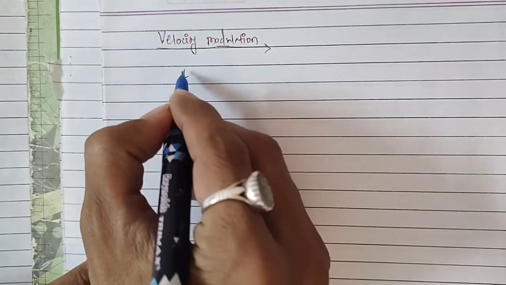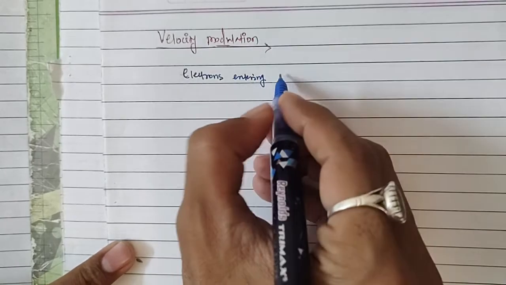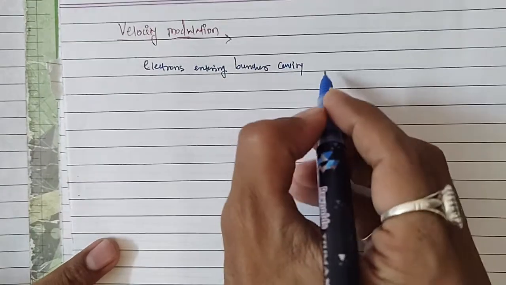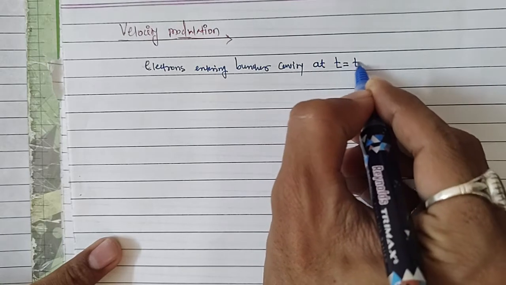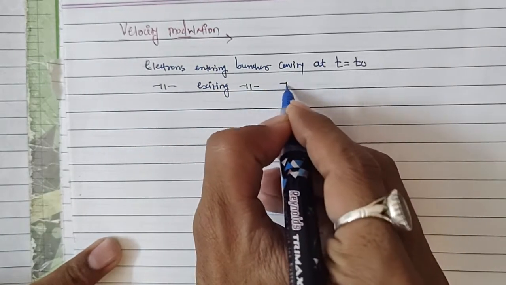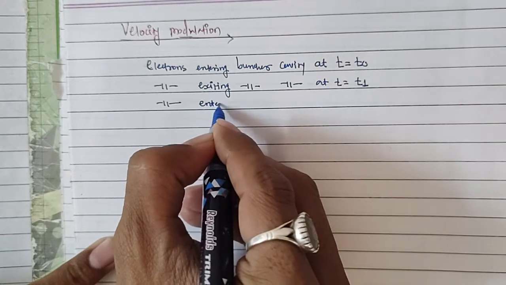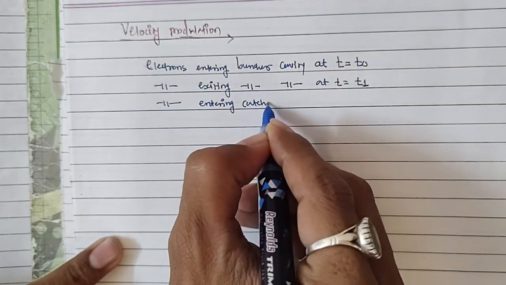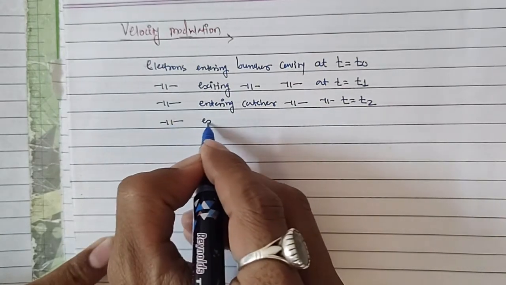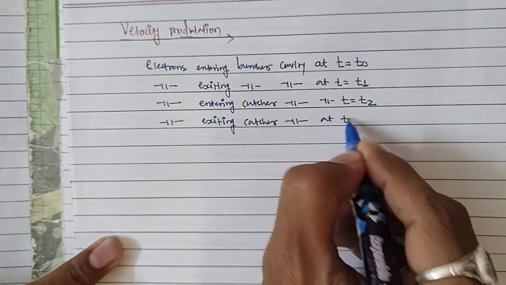So we will write this: electrons entering buncher cavity at t equal to T0, electrons exiting buncher cavity at t equal to T1, electrons entering catcher cavity at t equal to T2, and electrons exiting catcher cavity at t equal to T3.